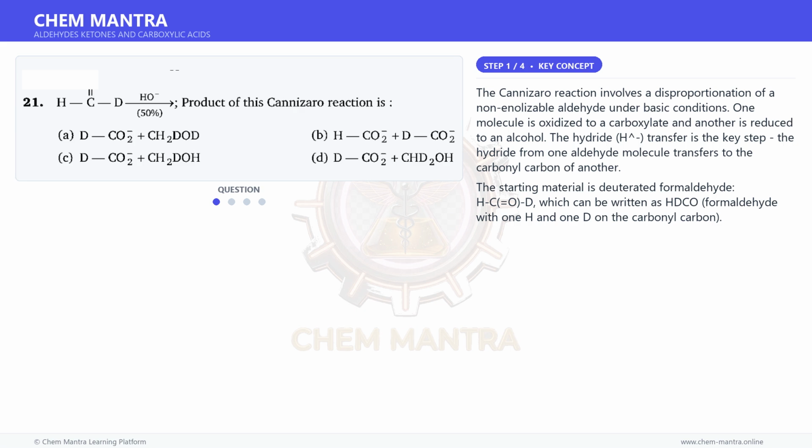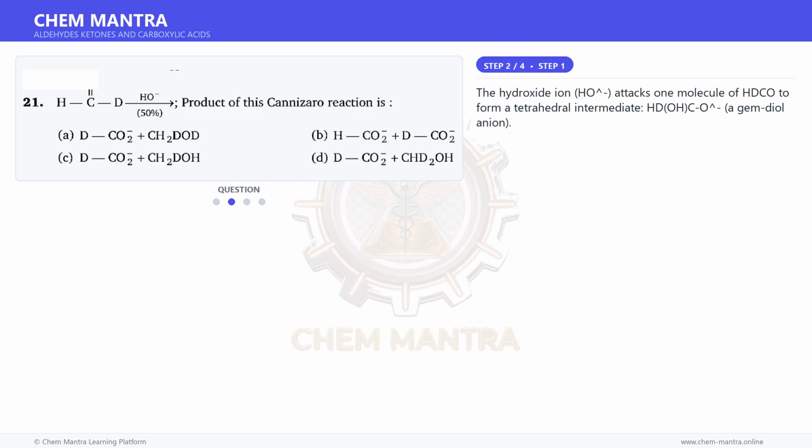The starting material is deuterated formaldehyde, HC=O(D), which can be written as HDCO, formaldehyde with one H and one D on the carbonyl carbon. Moving on to the next step. The hydroxide ion, OH-, attacks one molecule of HDCO to form a tetrahedral intermediate, HD-C(O-)-OH, a gem-diol anion.